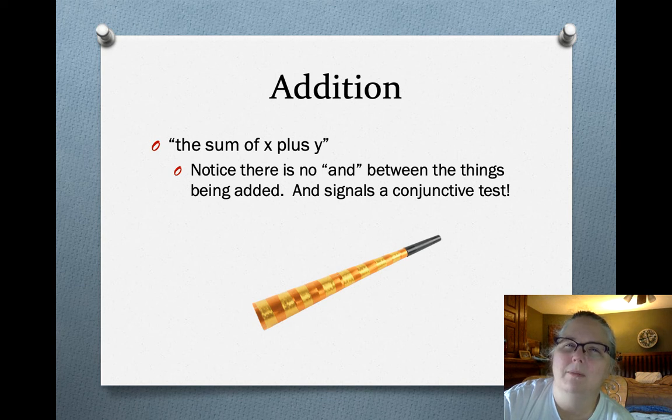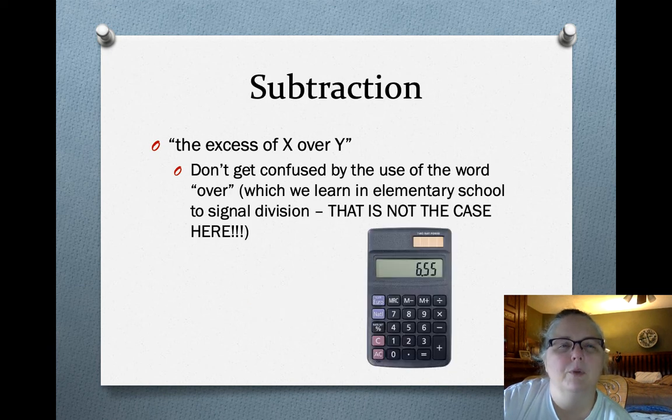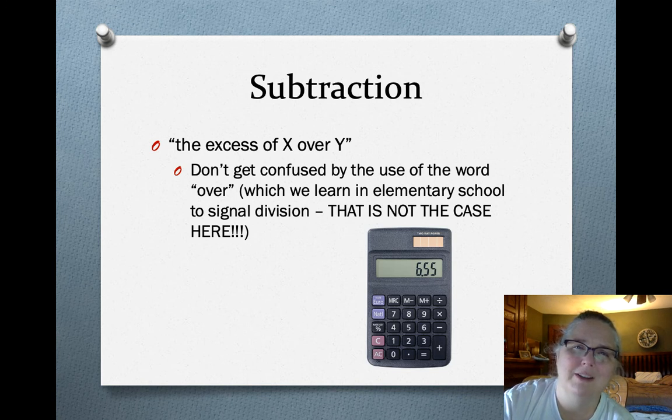So addition is not signaled by the use of the word and. And in the code means there's something conjunctive happening. Addition is signaled by the sum of something plus something. So the phrase, the sum of x plus y. Subtraction is even worse when it comes to awkward phrasing. It's indicated by the excess of x over y. And this is absolutely unfortunate because the word over in the mathematical concept usually triggers somebody to think that there is division. It is not. It is subtraction. The excess of x over y is your signal for a subtraction to take place.